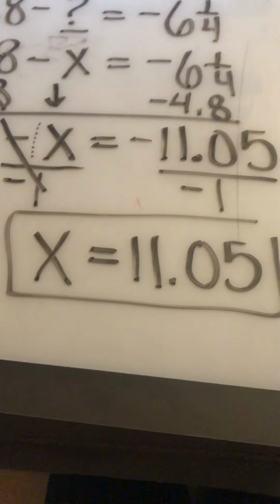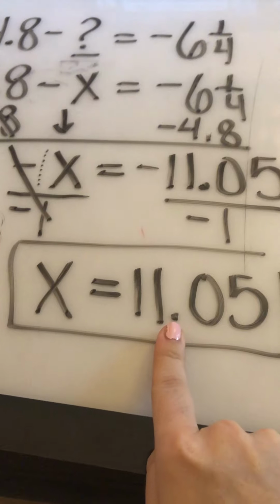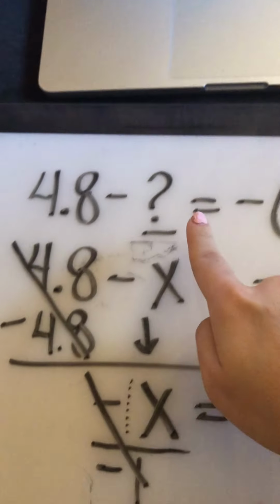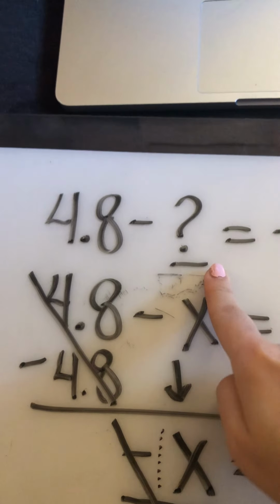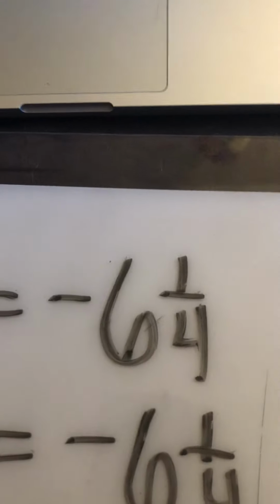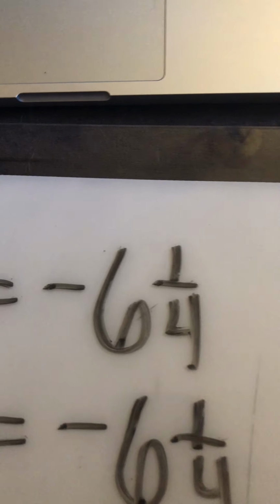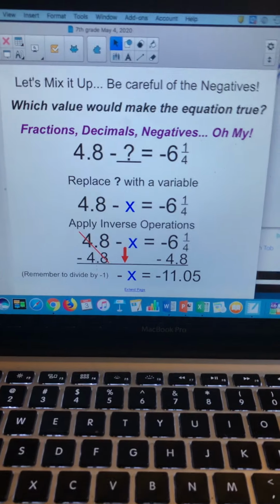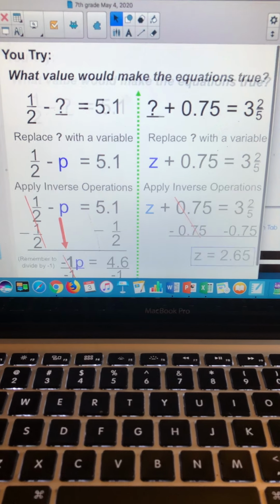Again, what you want to do to make sure that solution is correct is take 11.05 and put it where you have your question mark. And you would check, does 4.8 minus 11.05 equal -6 1/4? Okay, so that's pretty much what we're focusing on today, just going over equations like this.